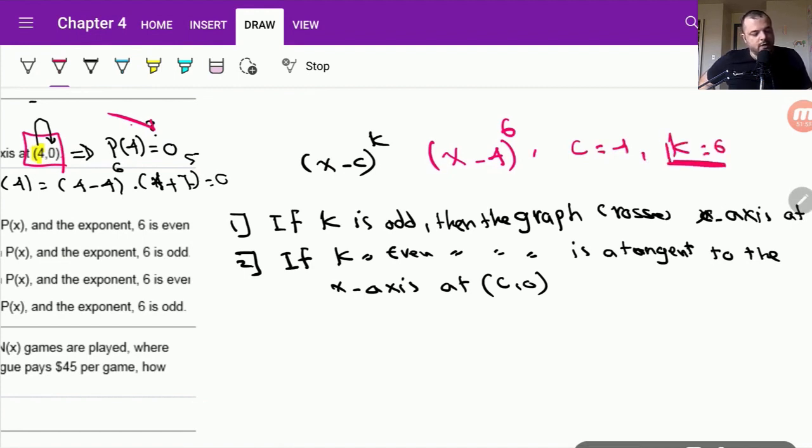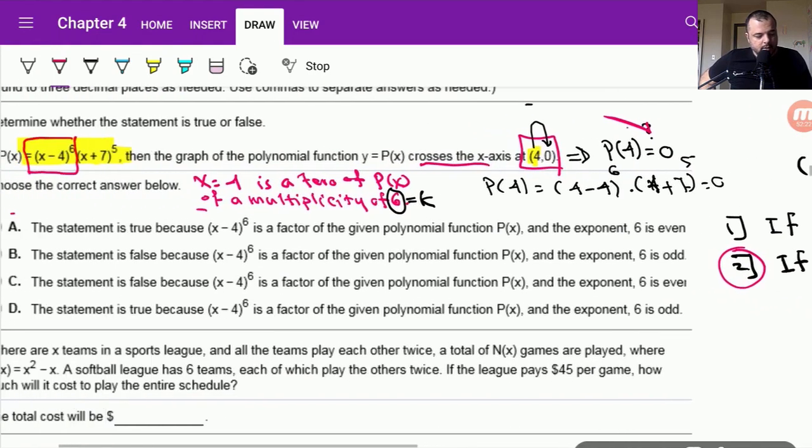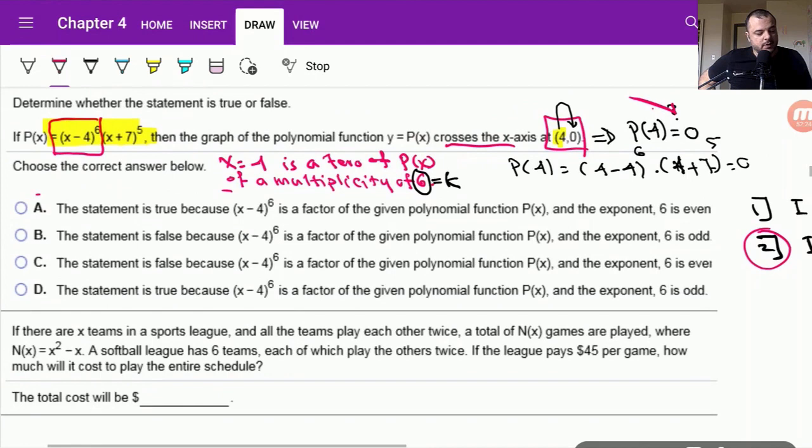Is k odd or even? It's even in our case. So the second condition applies, because k is 6, which is even. Then the graph is tangent to the x-axis at this point, which is (4, 0). It doesn't cross. It's tangent. So the statement is false.